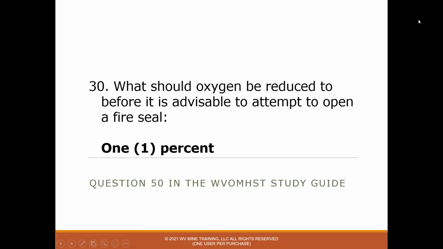Question 30, what should oxygen be reduced to before it is advisable to attempt to open a fire seal? And that is 1%.